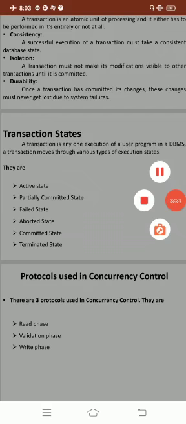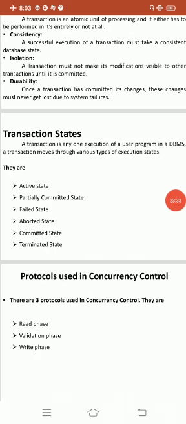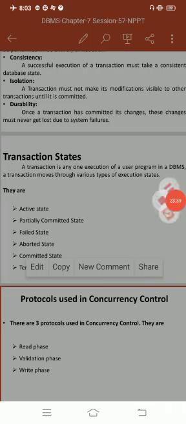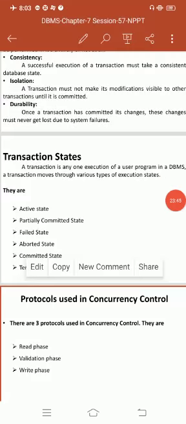Committed state means what? When this check is successful, the transaction is said to have reached its commit point and enters the committed state. Once a transaction is committed, it has concluded its execution successfully and all its changes must be recorded permanently in the database.